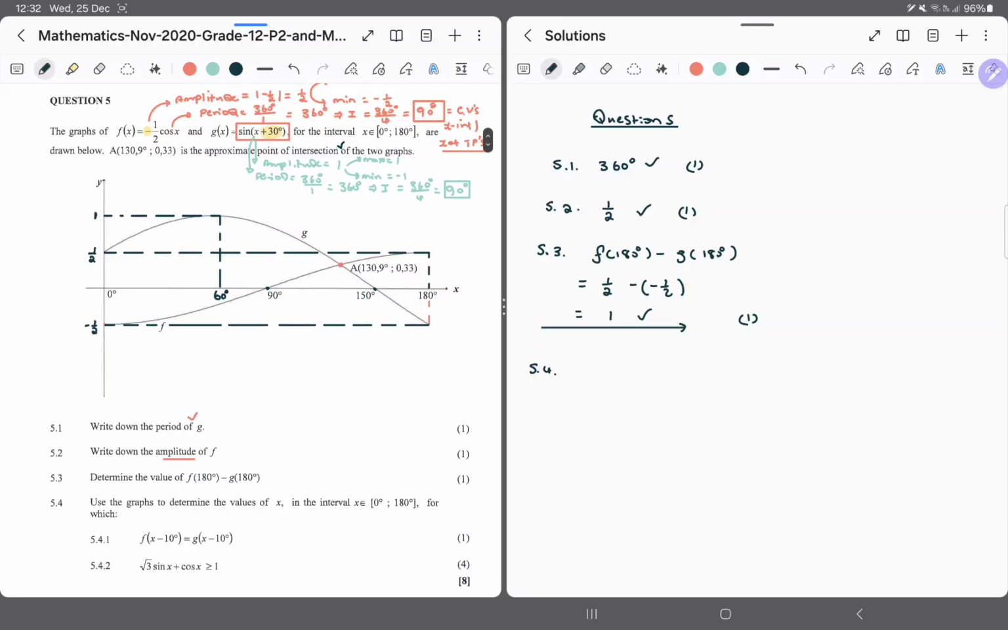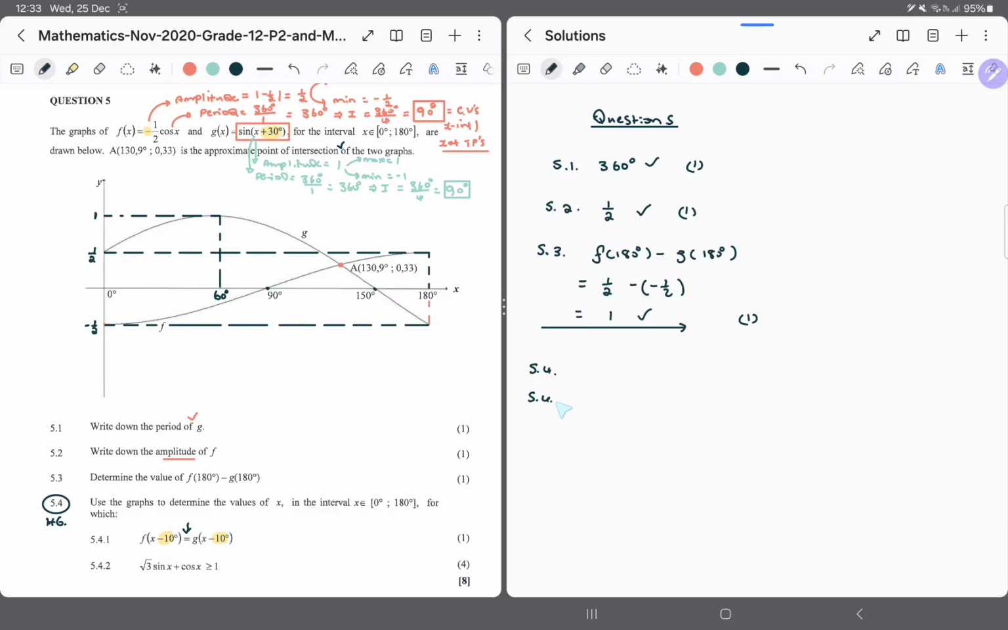5.4, we are then told to use the graph. Now this is one of those higher grade questions, because here you have to be very careful in what you do. Use the graph to determine the values of x in the interval given, for which f of x minus 10 degrees is equal to g of x minus 10 degrees. Now what is the significance of this minus 10? Obviously these graphs are equal, so we know they are equal at point A, but now we are shifting that point 10 degrees to the left. So this is, to the right, sorry.